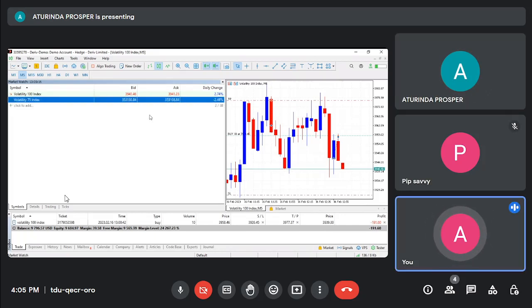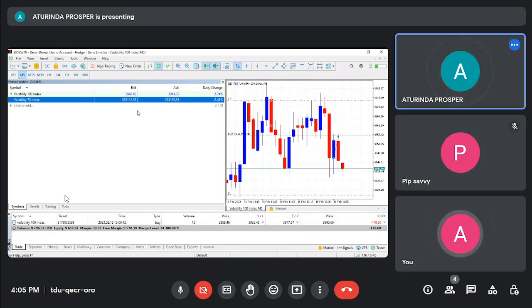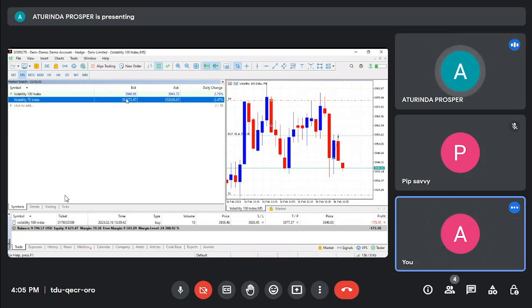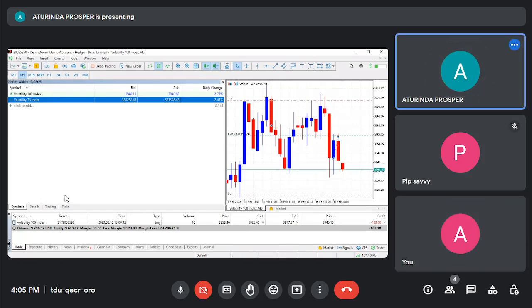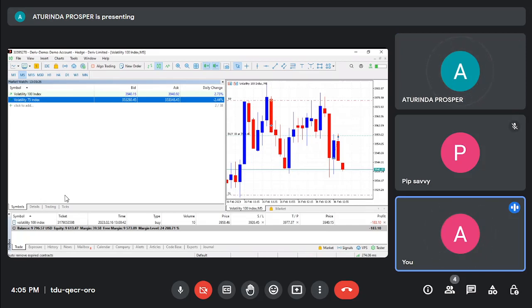Now you right click on that asset and you click on chart. I click on this asset? Right click. Then you select chart window.